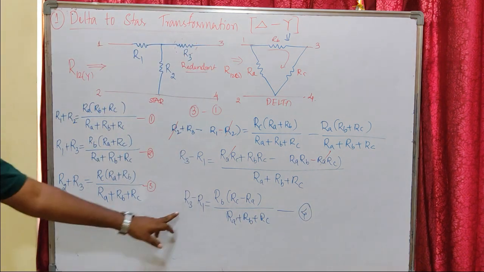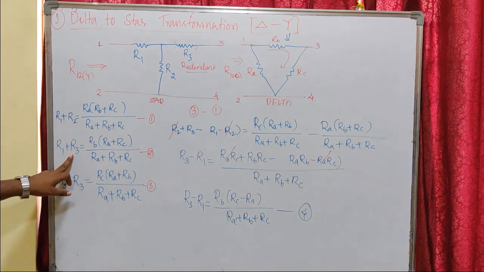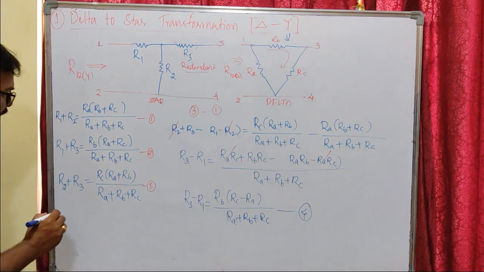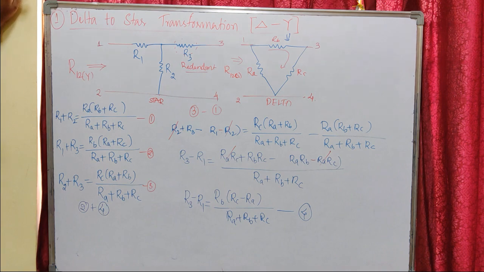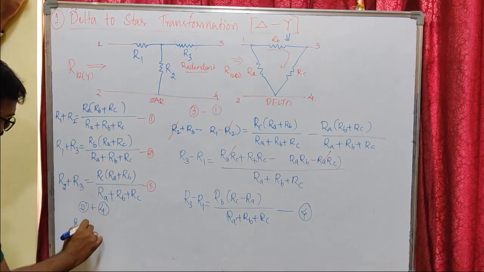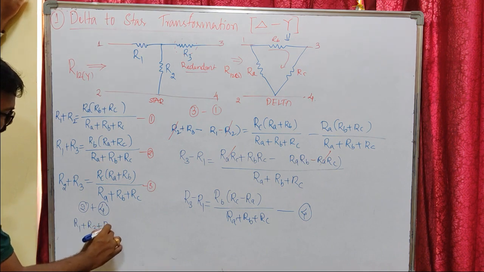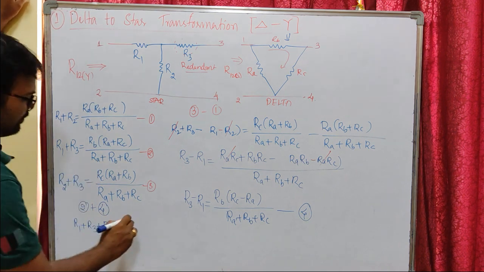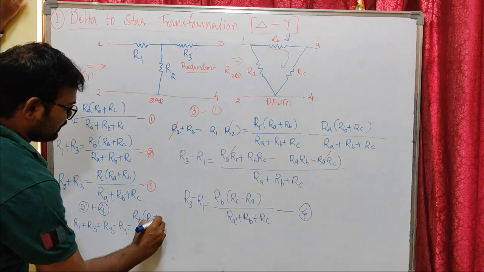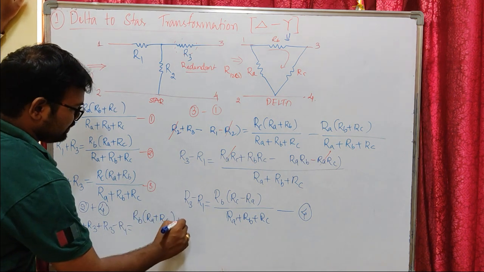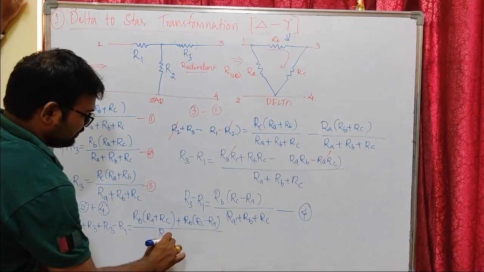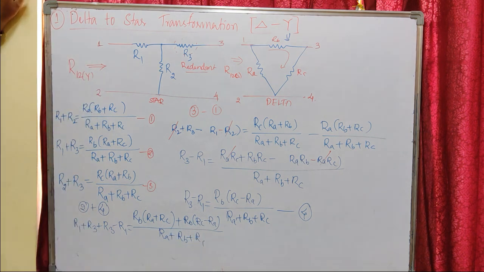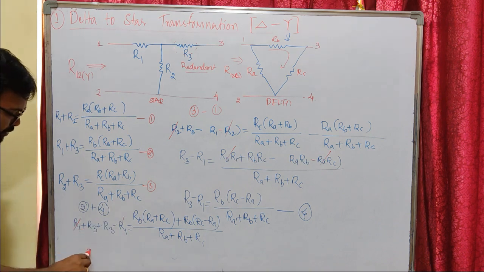So we have R3 minus R1 here, and we have R1 plus R3 here. If you add these two equations, I am going to add equation 2 and equation 4. So that will give us R1 plus R3 plus R3 minus R1 equal to, with RB as common, RB into RA plus RC plus RB into RC minus RA, by the denominator RA plus RB plus RC. Here R1 minus R1 will get cancelled, so this will be 2 R3.